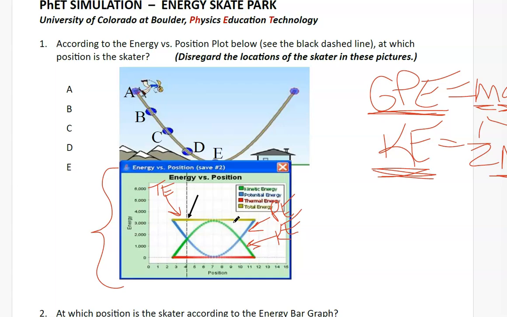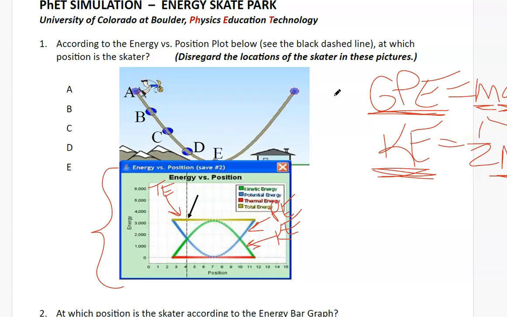And then the fourth energy that's shown here is thermal energy. We're not going to really discuss this. This is only if you set the simulation to include friction, and friction would create heat, which is transferred and becomes thermal energy. And we're not going to be including friction, so the thermal energy will stay 0. This is an imaginary frictionless track.